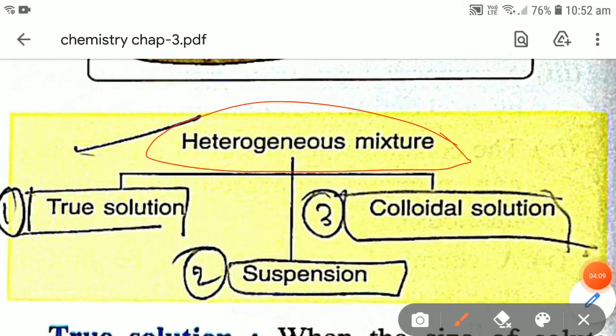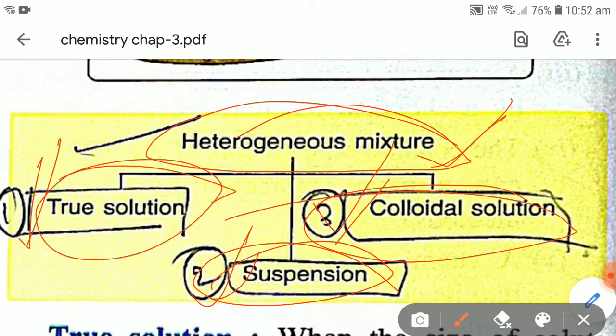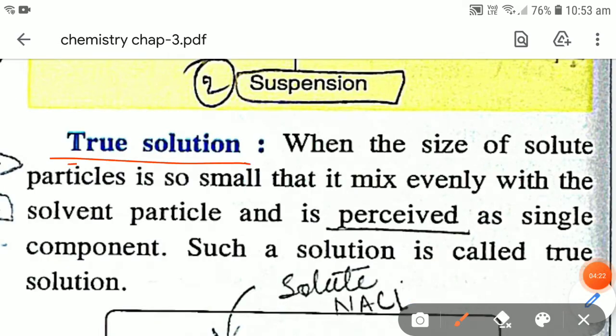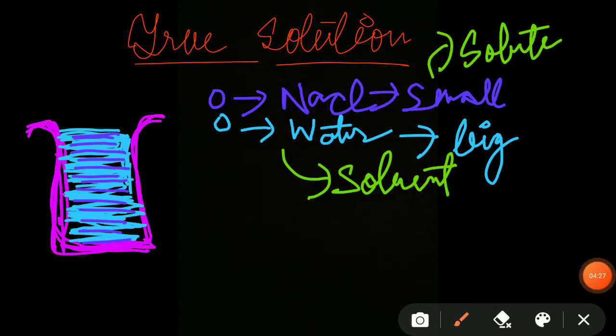Now this flowchart is really important: the types of heterogeneous mixtures. True solutions, colloidal solutions and suspensions. These three are really important, so we should be studying them very consciously. First of all we will understand the true solution. Let us study this very carefully, I told you.